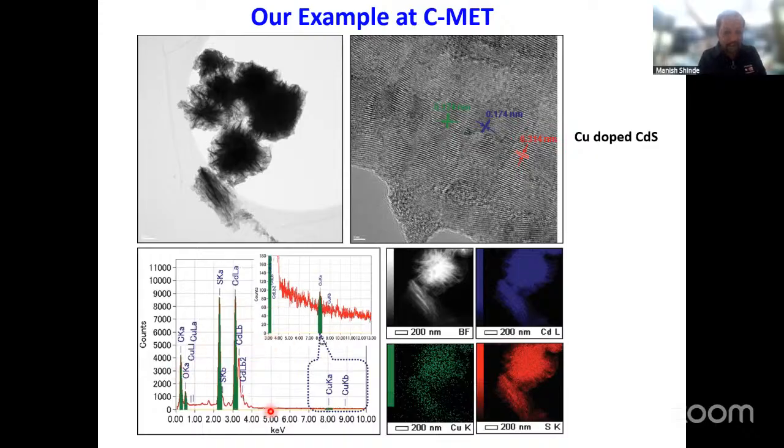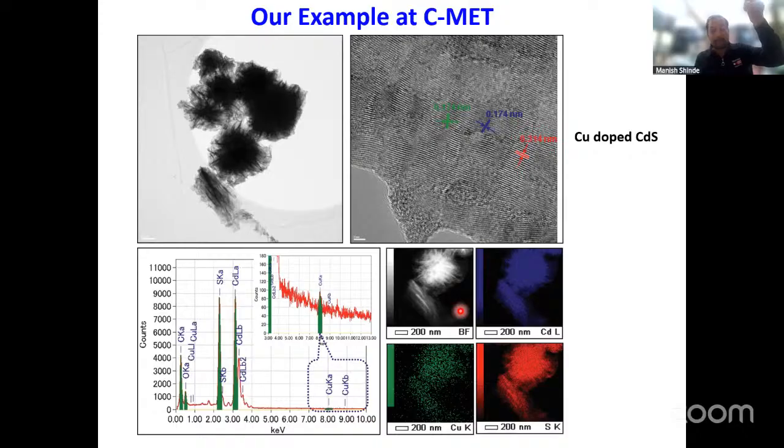So I had done EDS first. I found out the presence of copper. Okay. So I am getting the peaks of copper, sulfur, CD. So I found the presence of copper here. And then I wanted to know the distribution, so I had done the mapping.